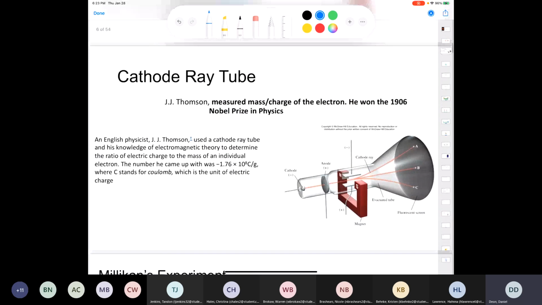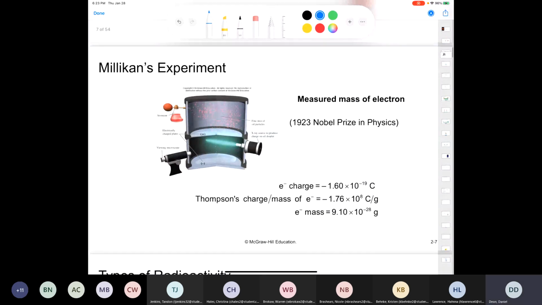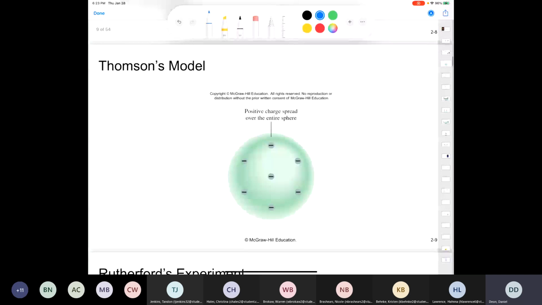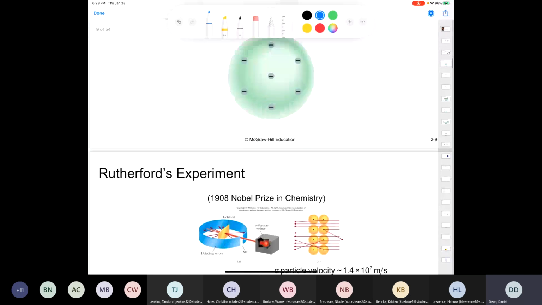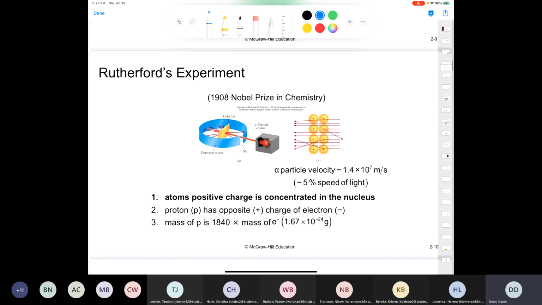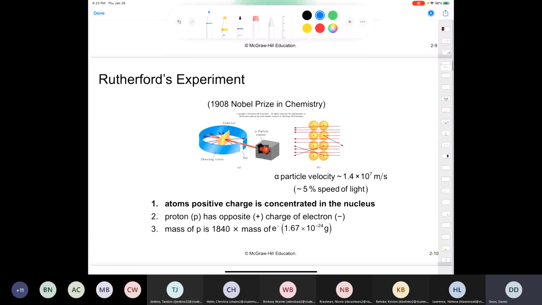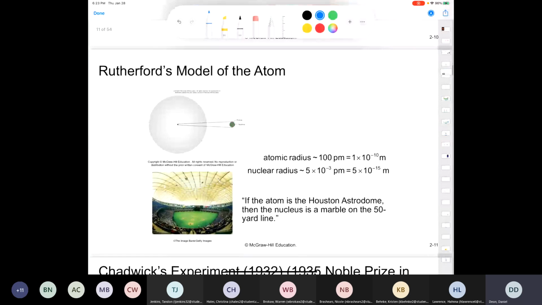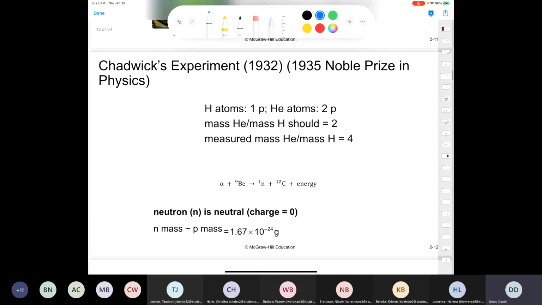So the cathode ray tube, Millikan's oil drop experiment, where he determined the mass of an electron, the types of radioactivity, Thomson model, which is what we call the plum pudding model of the atom, Rutherford's experiment. Again, it's important that you know this. I went over it in the videos that are posted to my YouTube channel. Rutherford's model of the atom, Chadwick's experiment.